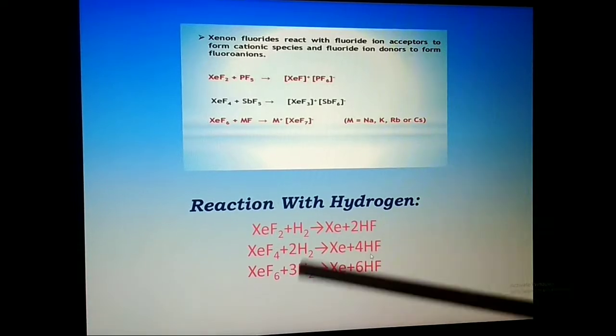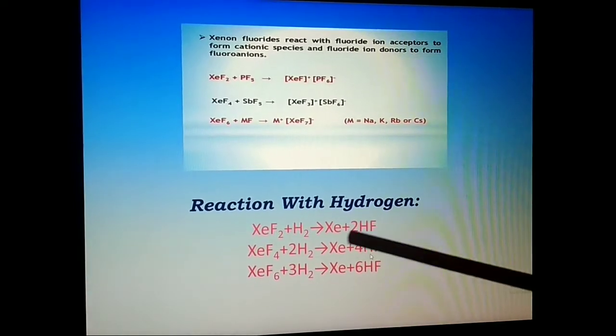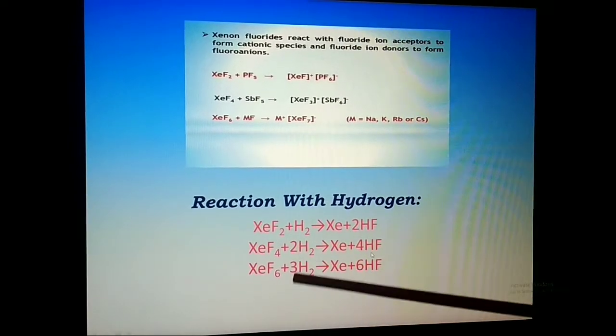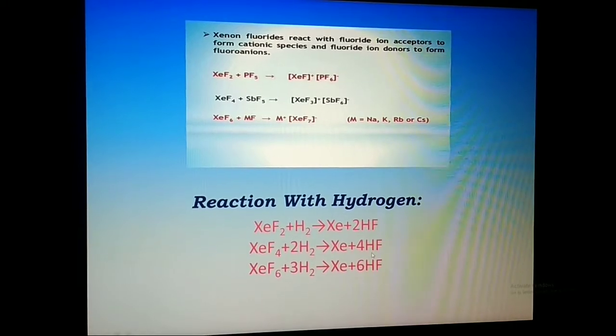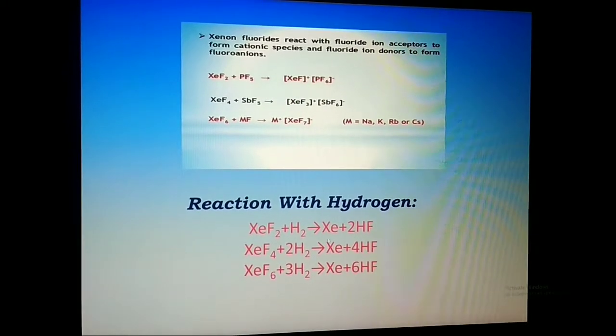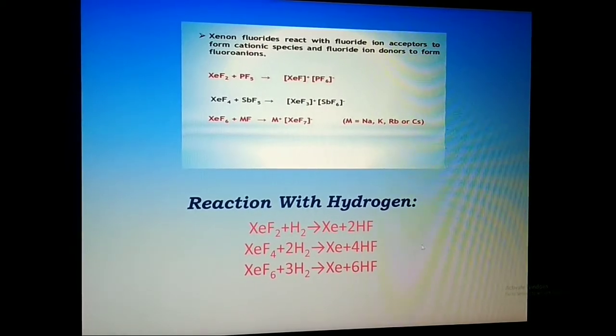Here the oxidation state of xenon is changed, and that's why XeF2, XeF4 and XeF6 can act as an oxidizing agent. And this is the oxidizing property of XeF2, XeF4 and XeF6.